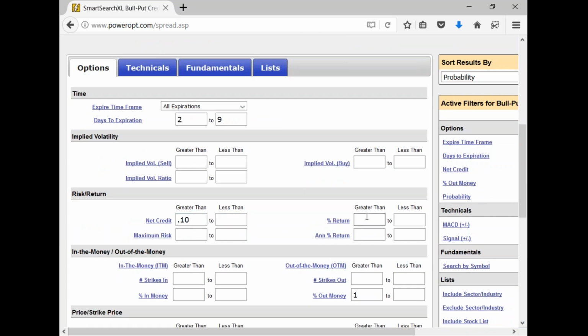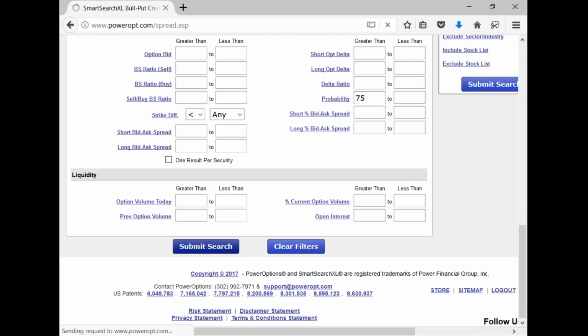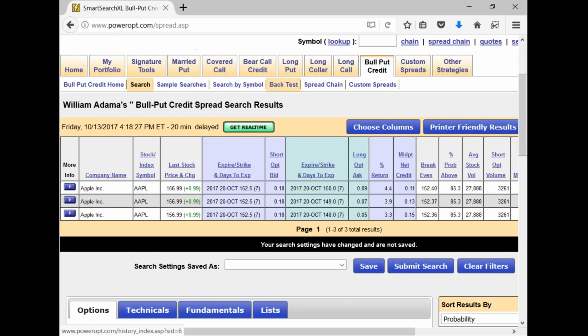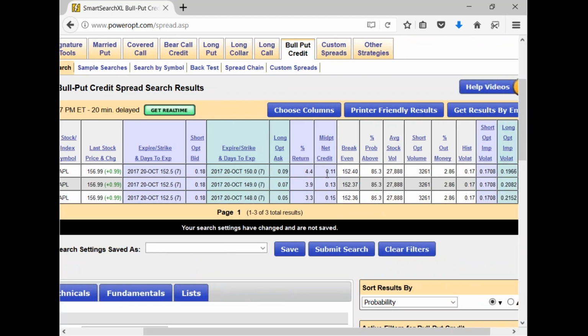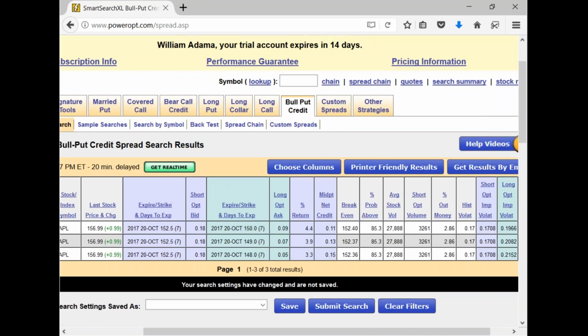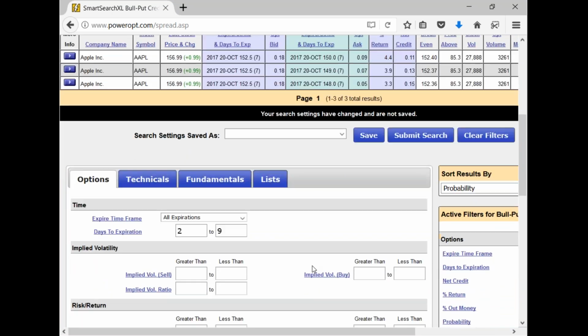Let's take this back a notch. Okay, there we go. So there's Apple spreads. Wow, sorry about that, ladies and gentlemen. Nothing had a 5% return that was offering at least a 75, 80% probability. That's why I couldn't find anything. Okay. But now Jim's problem is that he's got 10 stocks. He put this one in. Now he wants to go back and search on ExxonMobil.